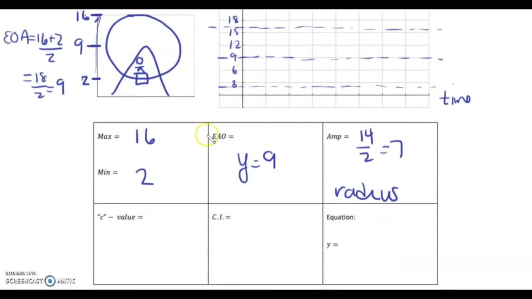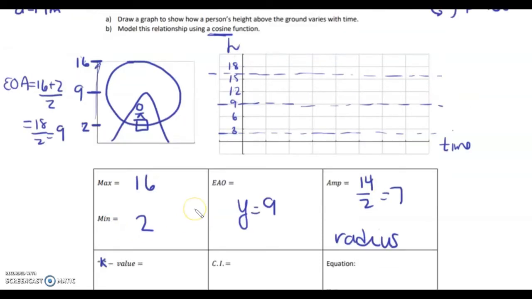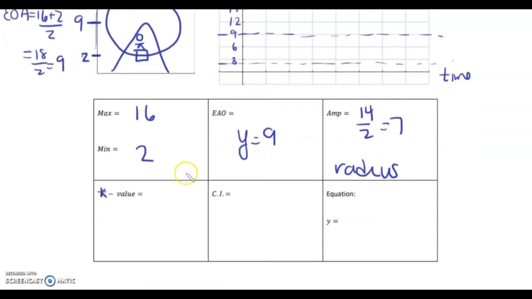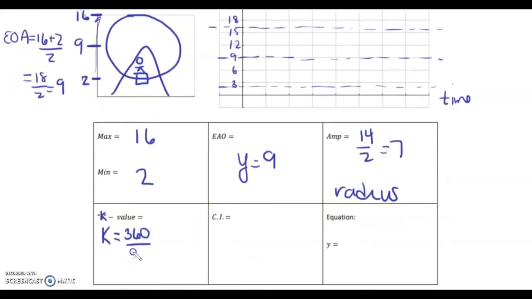Okay. What is our K value? Okay, so we know that the period is 16 seconds. So our K value, which is exactly what we see in the equation, is going to be 360 over 16. So what we put in the equation is going to be 22.5.